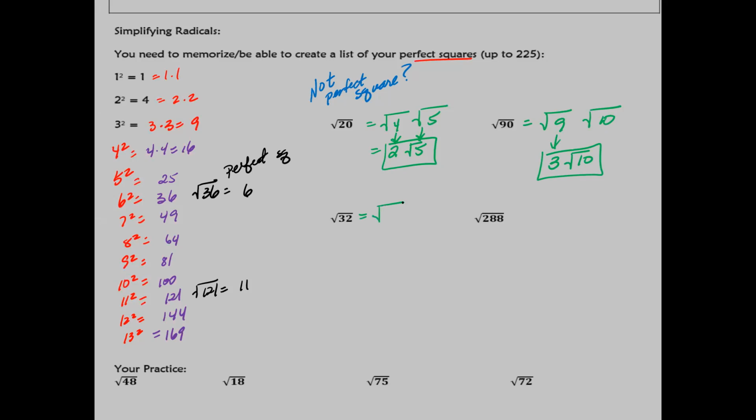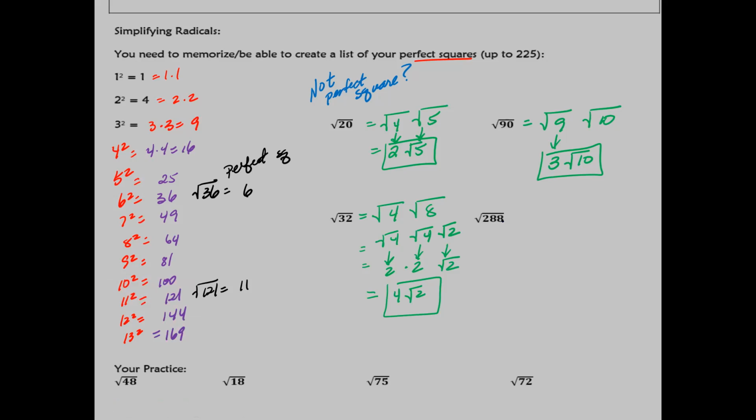Square root of 32, what times what gives me 32? How about 4 and 8? And actually I can break this even further into a 4 and a 2. Square root of 4 is going to give me a 2. Square root of 4 is going to give me a 2, which is just a 4 square root 2.